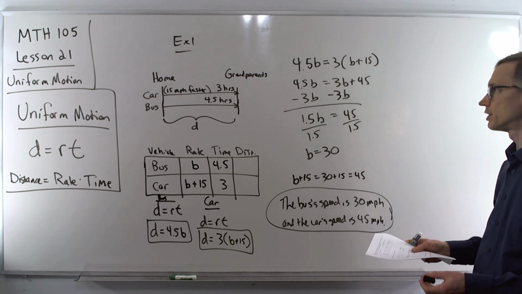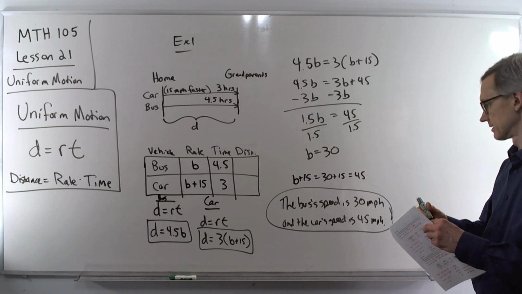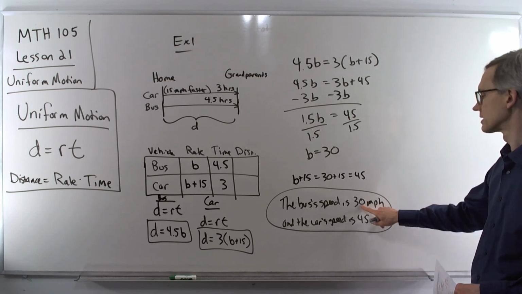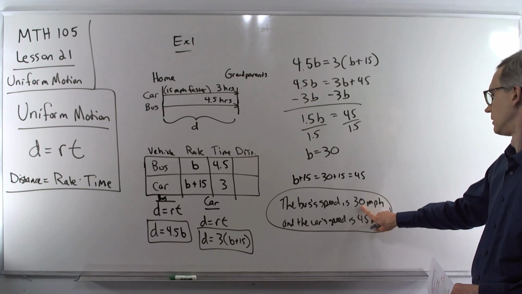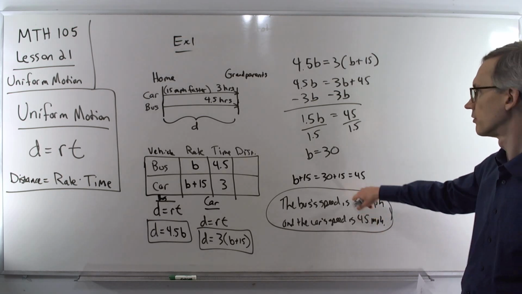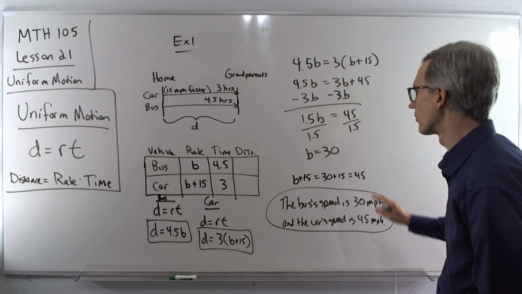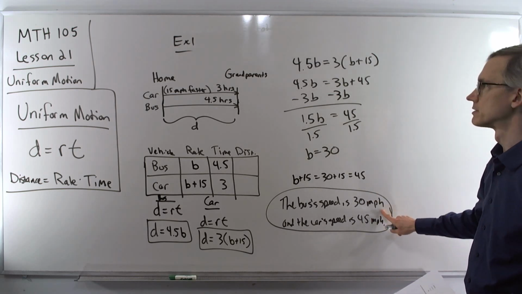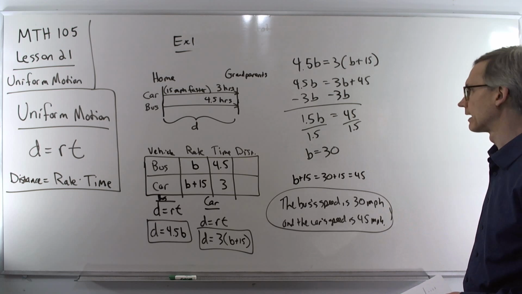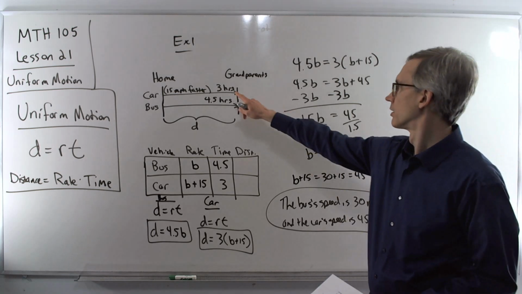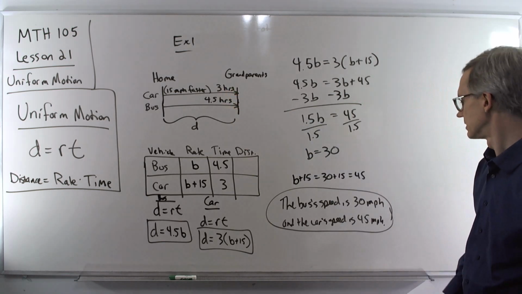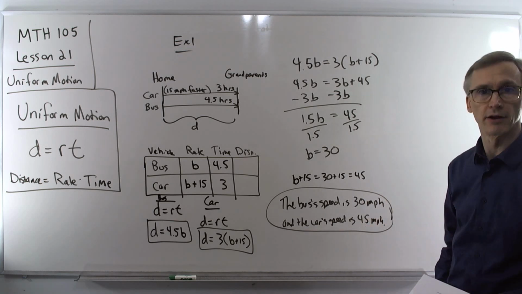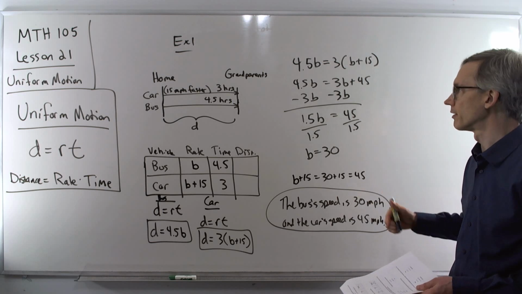Now to check, what we should do is make sure we get the same distance. So plug 30 miles per hour in. That's the bus's speed, and the bus is going 4.5 hours, so we do 4.5 times 30 and get 135. So the bus's distance is 135 miles. Then we'll take 3 hours, the car's time, times the car's speed, 45 miles per hour, and get 135. So we have the same distance for both of them, so it checks.